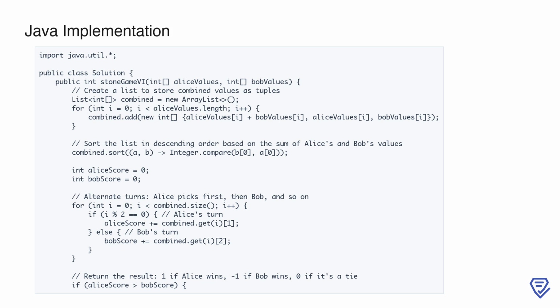Next, we sort this list in descending order based on the combined value, ensuring that the stones with the highest shared importance are considered first. After sorting, we initialize two variables, Alice score and Bob score, to track the points each player accumulates. The game proceeds in alternating turns, starting with Alice. On Alice's turn, she adds her value for the selected stone to her score, while on Bob's turn, he adds his value to his score. This alternation continues until all stones are picked.